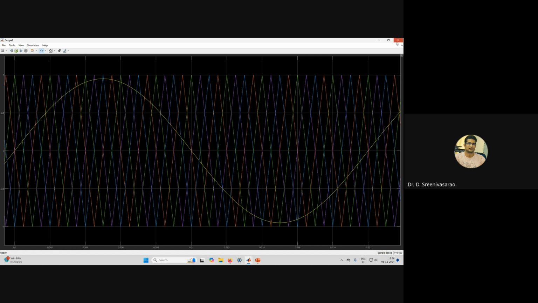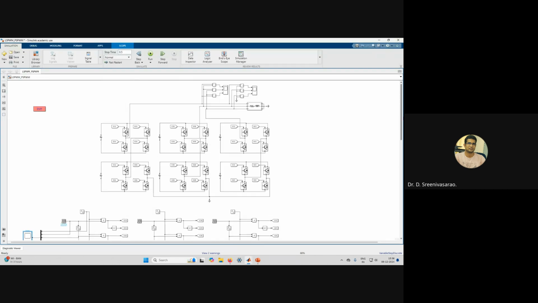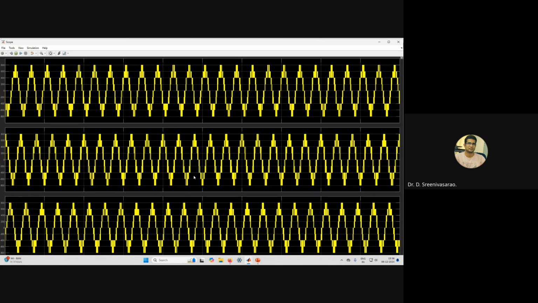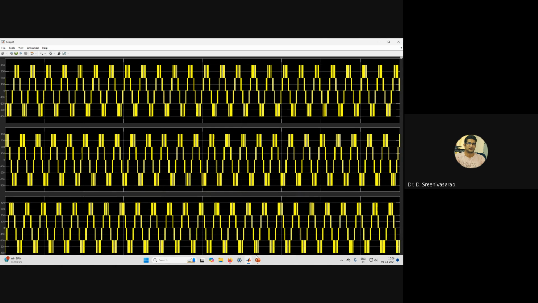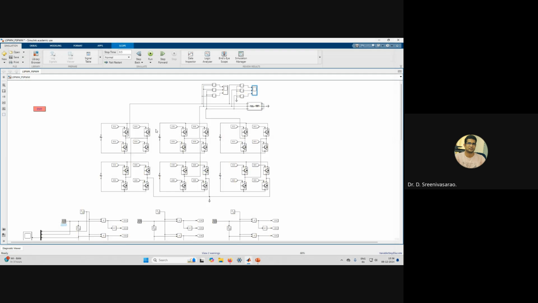Now if you see the output voltages, this is the line voltage, like VAB, VBC, and VCA line voltages. Similarly, this one is the phase voltage, right? And also you can see the harmonic spectrum.